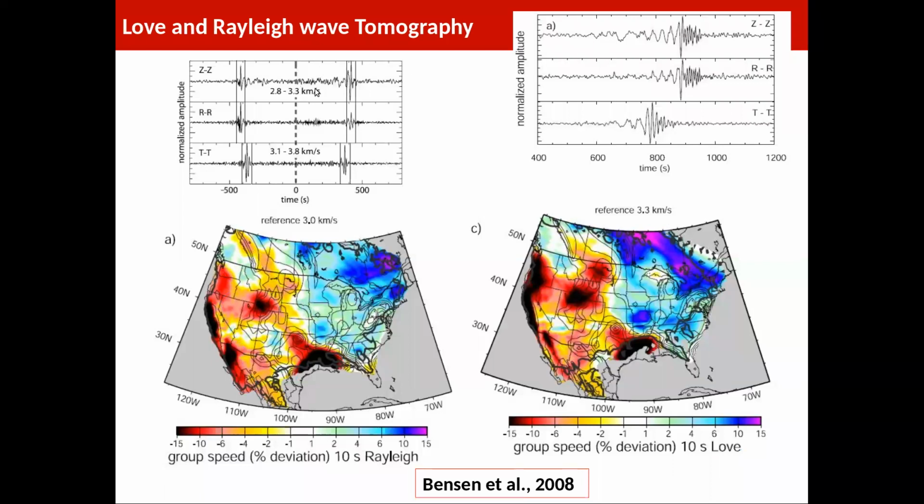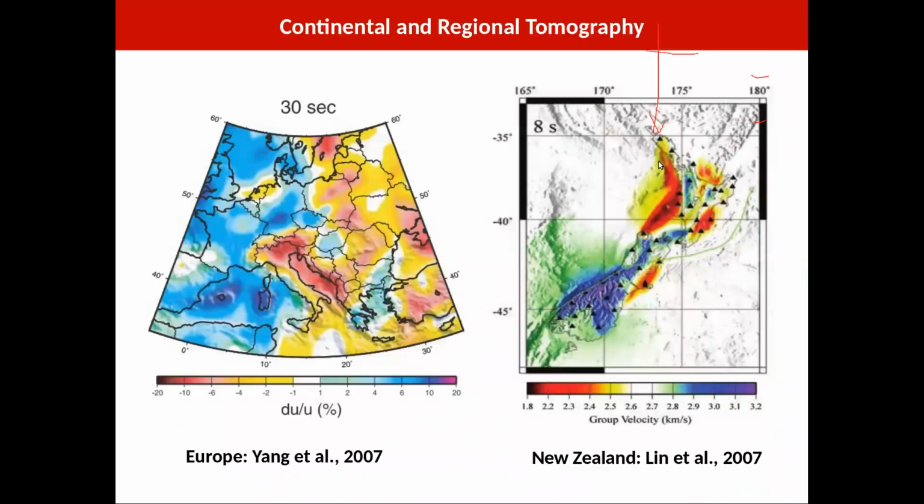Okay, so this is the final cross correlation for the ZZ component, the radial component, and the transverse component. You can see that the Love wave is appearing earlier in time than the Rayleigh wave signal, same as you get on a seismogram from an earthquake. And also, depending on how wide your station distribution is, you can do continental scale or regional scale tomography.